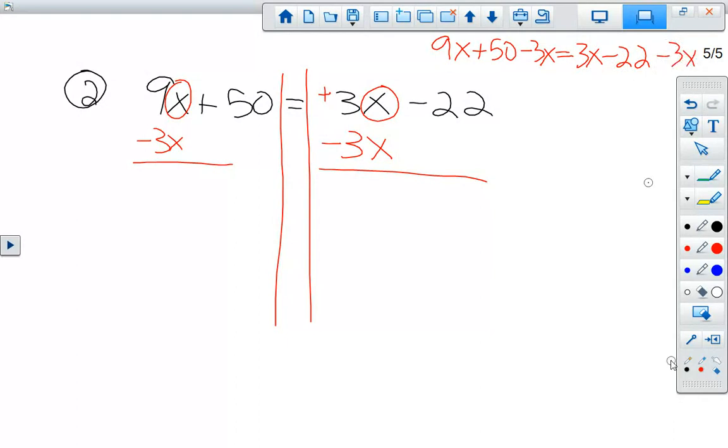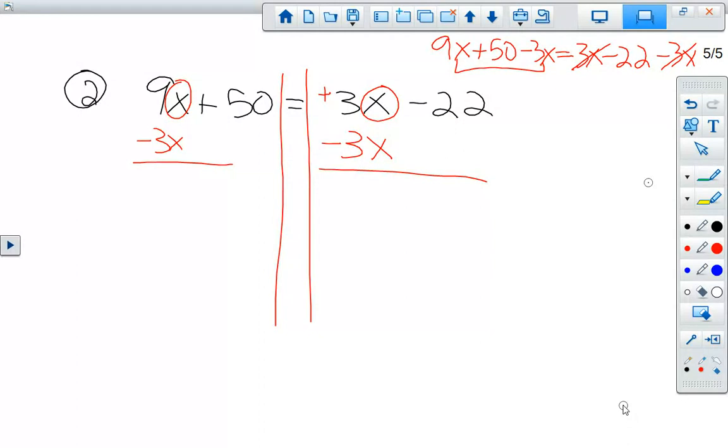Right? It's the same thing. It's just taking away the 3x, once from the left and once from the right. So see on hers, here's the 3x and the negative 3x that are going to cancel out. And then she's going to put these together and get 6x.